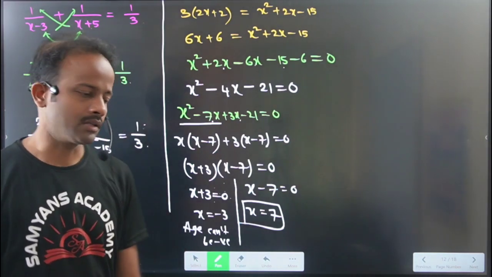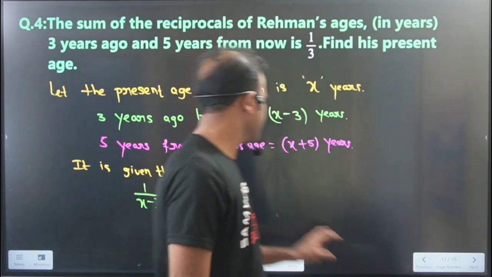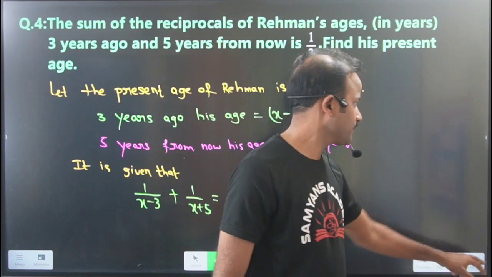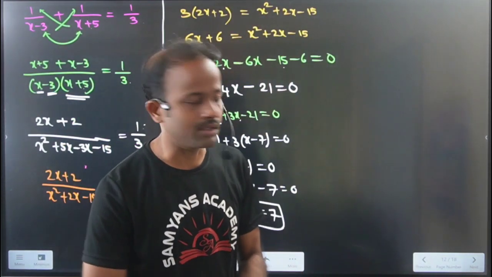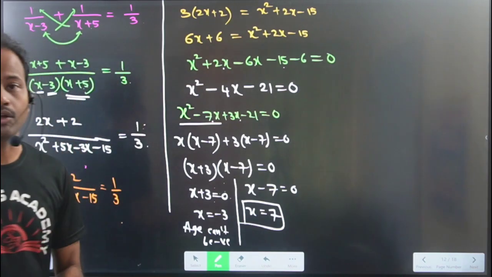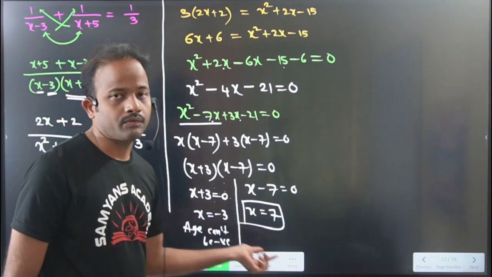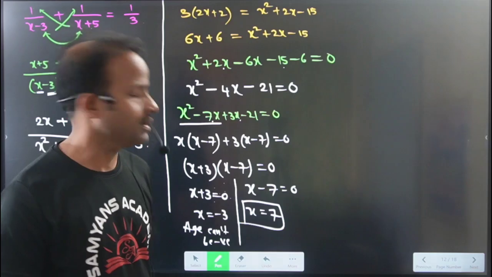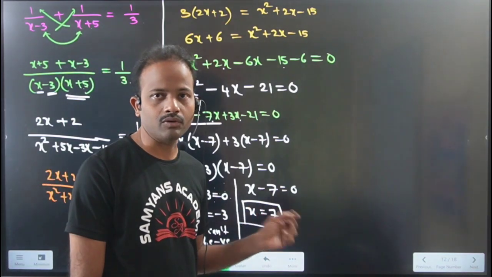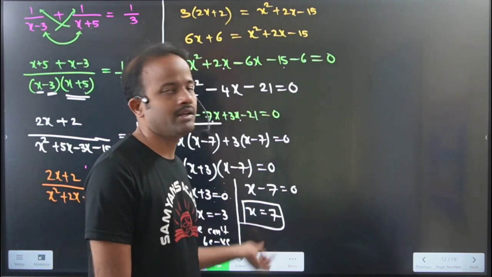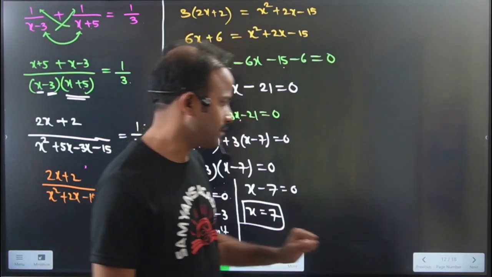How do you cross check it? What is the age of Rahman we got here? 7 years. Okay, 7 years వచ్చింది. Rahman age ఎంత వచ్చింది? 7 years వచ్చింది. You have to write down here: therefore the present age of Rahman is 7 years. Okay, you have to write in a sentence like this. The present age of Rahman is 7 years.